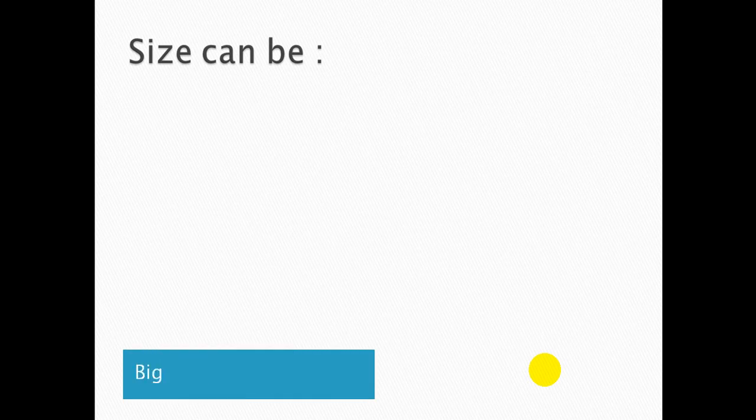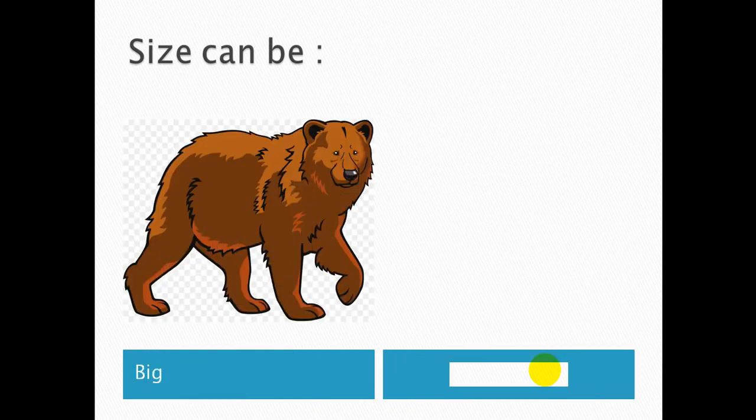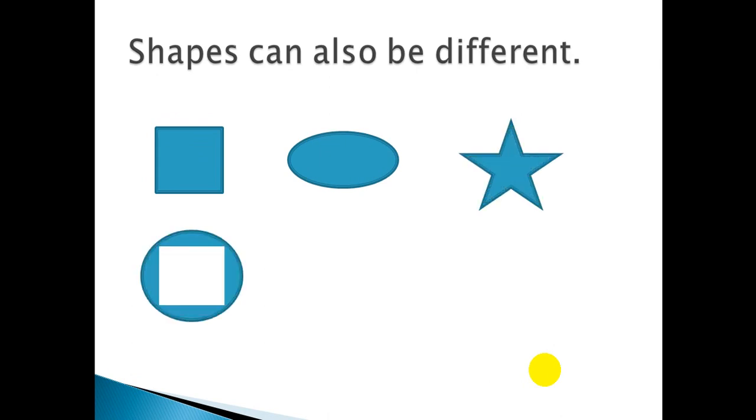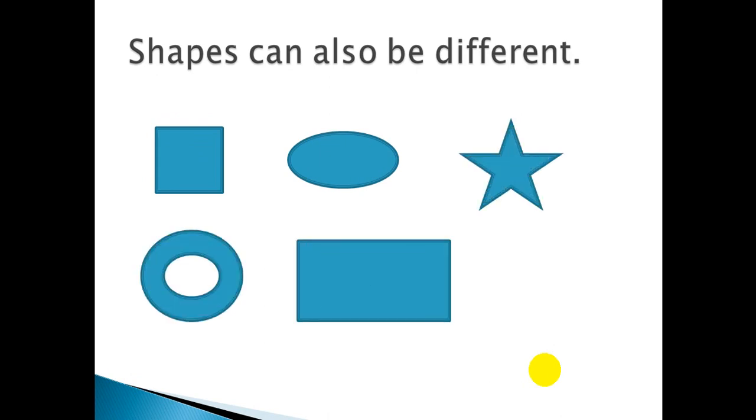Let's start with the first property of matter, which is size. And this size can be big, like this bear, and it could also be small, like this bird. Another property is shape, and shapes can also be different. If you look around yourself, you will find that all things do not have the same shapes. Some of them are square, oval, star, round, rectangle, heart, and many other shapes.